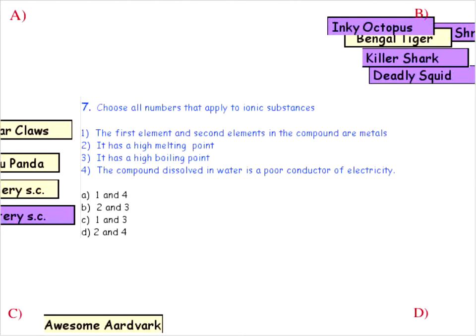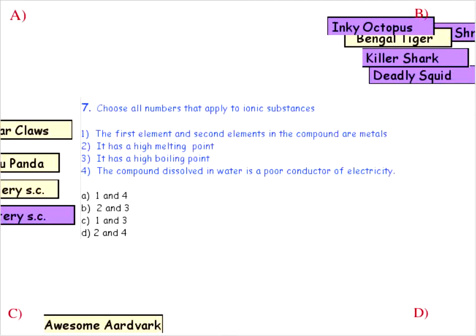Okay, so it looks like we have a whole mess of B's. Okay. So the answer is in fact B, and let's see why it is. So that is another one for sea creatures. Okay, the reason why it's C, its answers 1 and 3. Okay, so all numbers that are ionic substances. Sorry, I said it's C, it's B. Okay, its answers number 2 and 3.